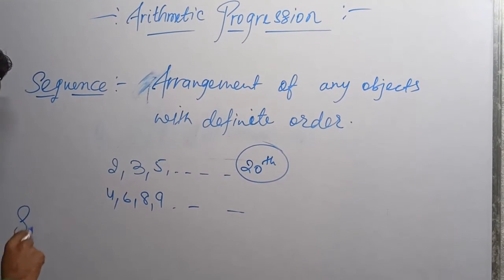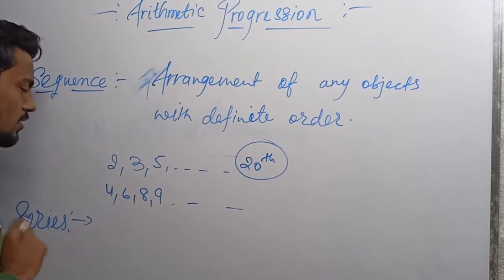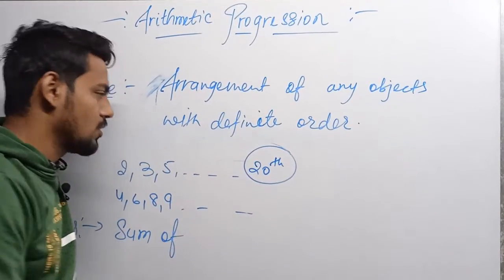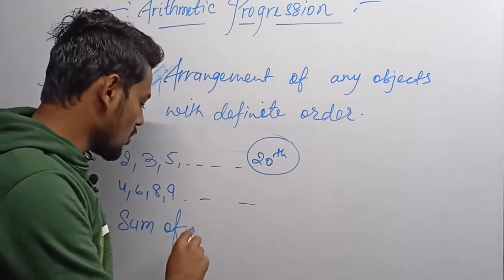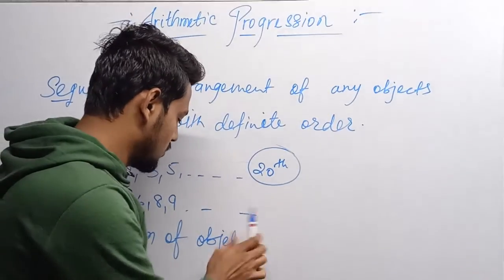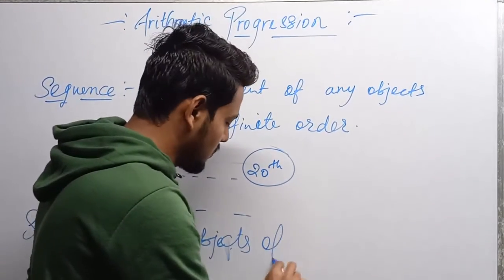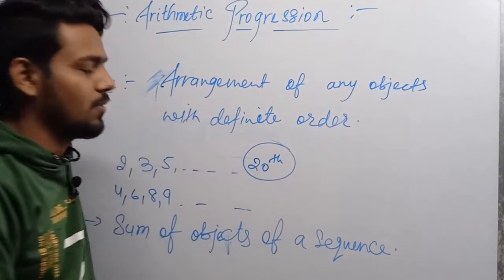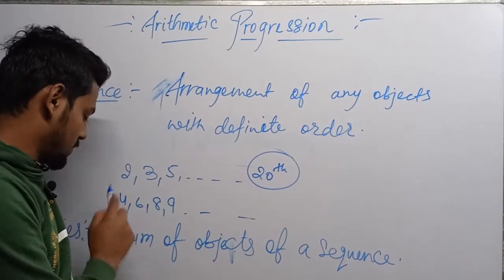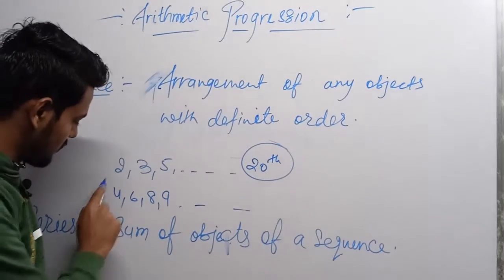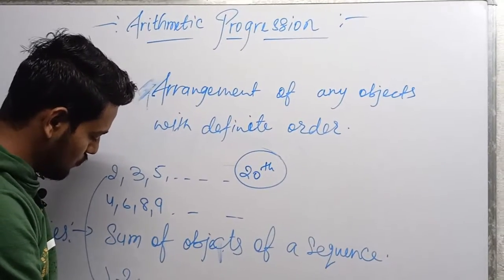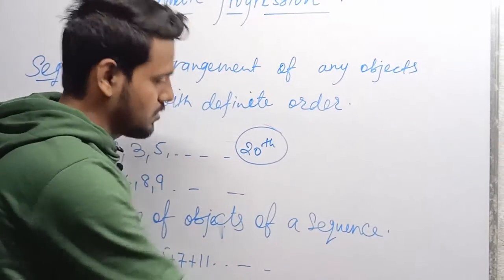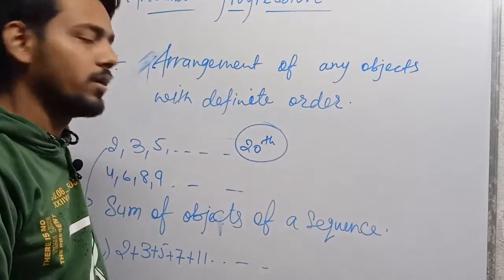Then we need to know what a series is. What is a series? Series: the sum of objects of a sequence. Let's say the sum of this sequence becomes 2 plus 3 plus 5 plus 7 plus 11 and so on, till where we want to get.